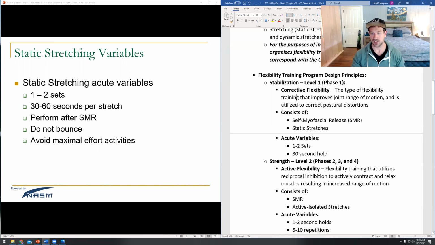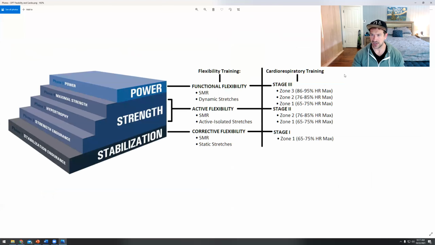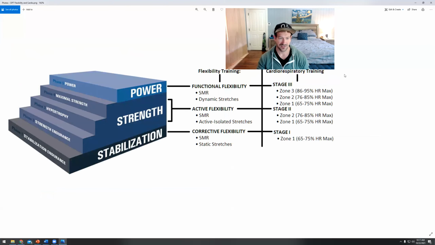Our acute variables, right? So corrective flexibility, the type of flexibility that improves joint range of motion and is utilized to correct postural distortions. It is SMR and static stretches for 1 to 2 sets, 30 seconds each. And that's any client who's in stabilization, AKA level 1, AKA phase 1. So you're starting to see how that staircase kind of works? Yeah, it corresponds with whatever.